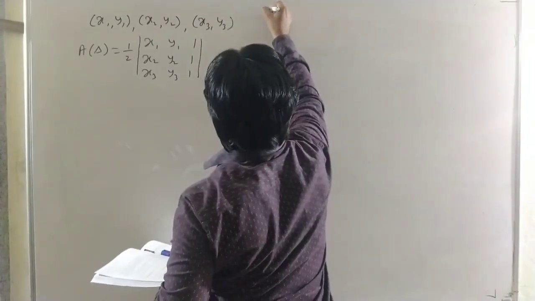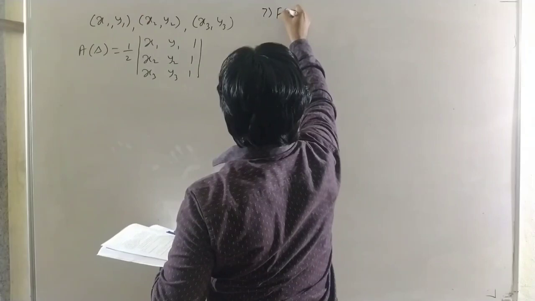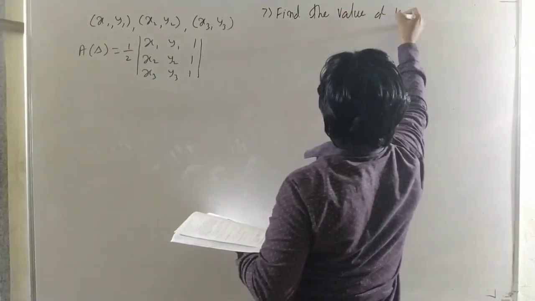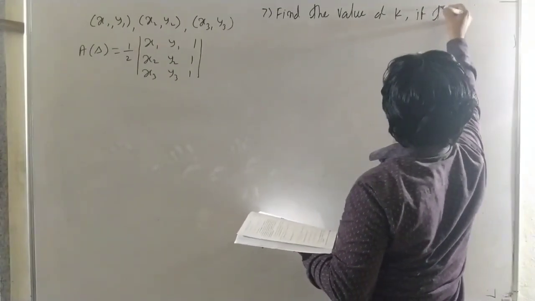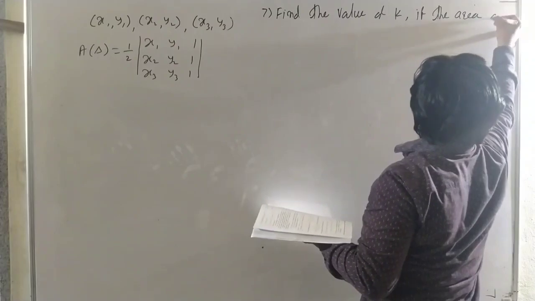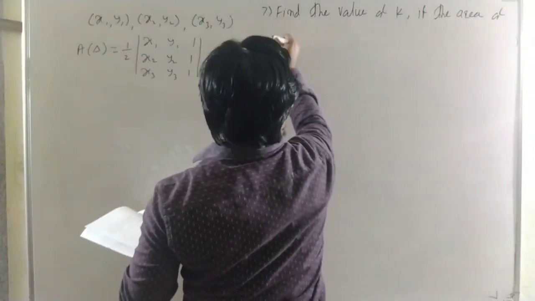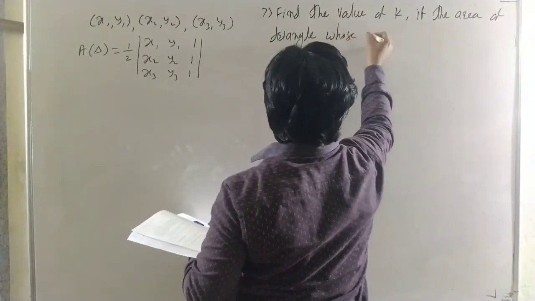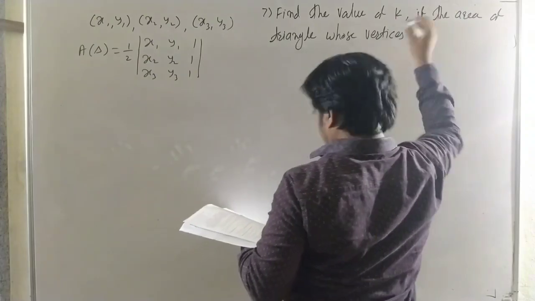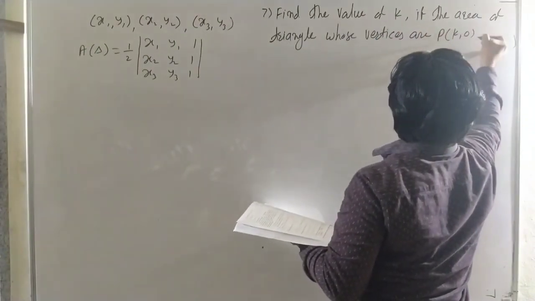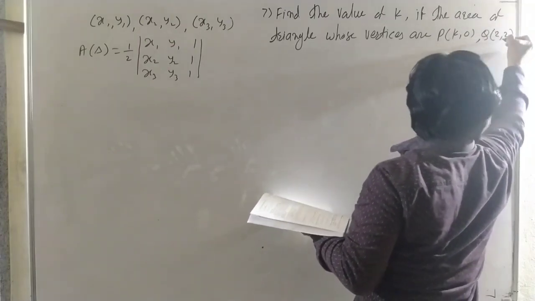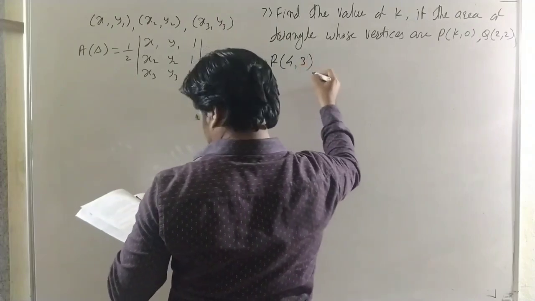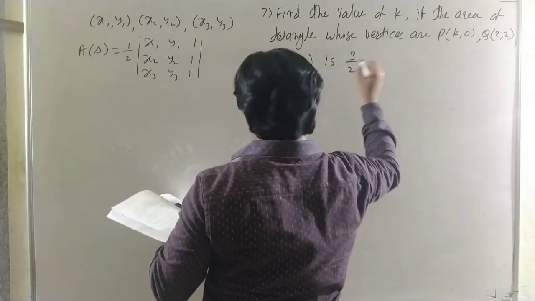Next example. Find the value of K if the area of the triangle whose vertices are P(K, 0), Q(2, 2) and R(4, 3) is 3 by 2 square units.